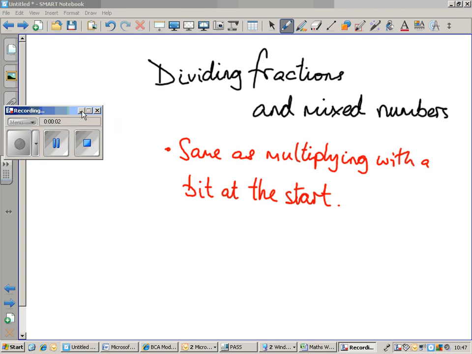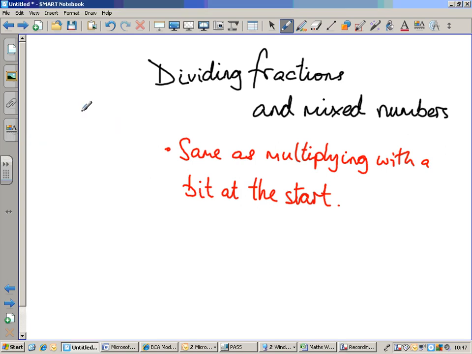So hello, here's a video about how to divide fractions and mixed numbers, and in red here is the succinct summary of how you do it. You do it exactly the same as multiplying fractions and mixed numbers with a little bit at the start. In other words, it's pretty much exactly the same but a little bit different. Let's work through some examples and you'll see how it's different.